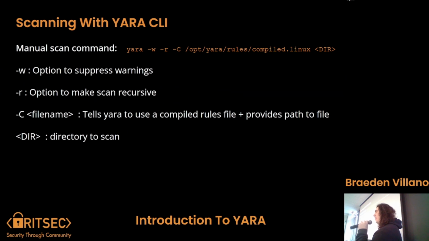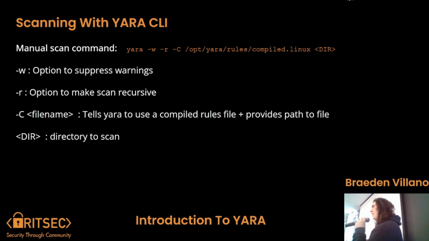So say you wanted to scan /var. It's not going to just do what's in /var. It's going to go into all of its subdirectories and scan all the files there. And then the -C and then the file name after that. So -C op.yara rules compiled.linux is going to tell it to use the compiled rules file. That way we get the performance boost. And then the final option is the directory to scan. So that's really just telling it where we want to start our scan.